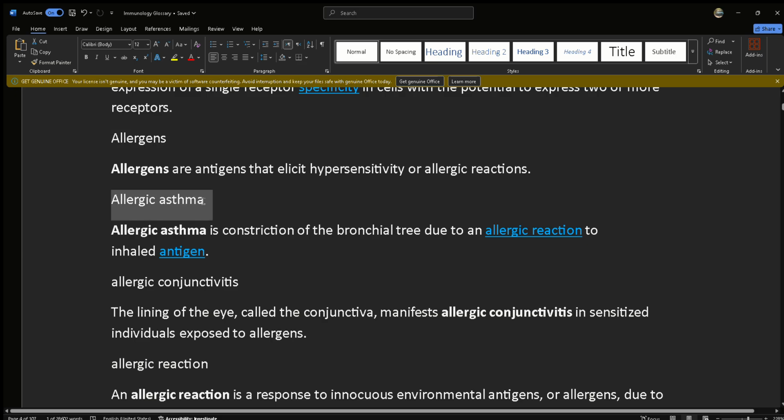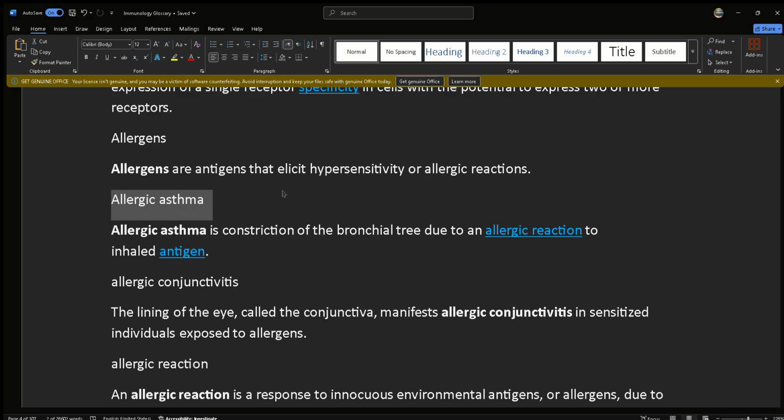Allergic asthma. Allergic asthma is the constriction of the bronchial tree due to an allergic reaction to inhaled antigen. So if you want to get rid of this allergic asthma, then we have to figure out the allergen, that is, from which thing we have allergy. If we can avoid it, then we can avoid allergic asthma.